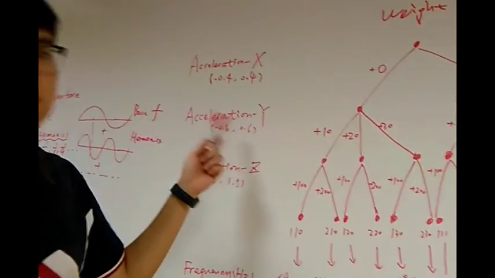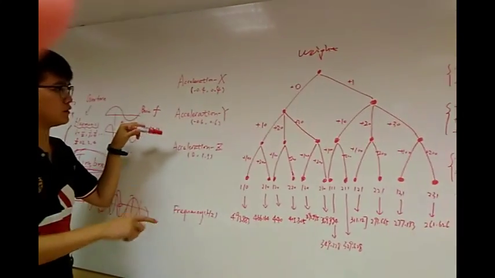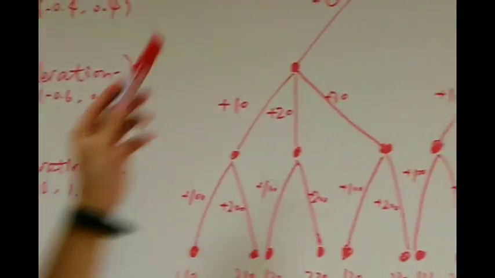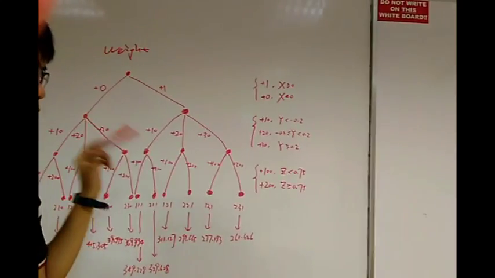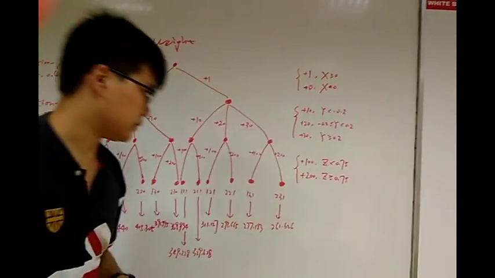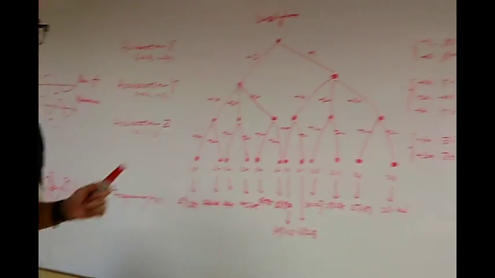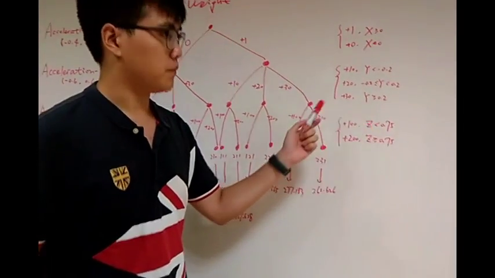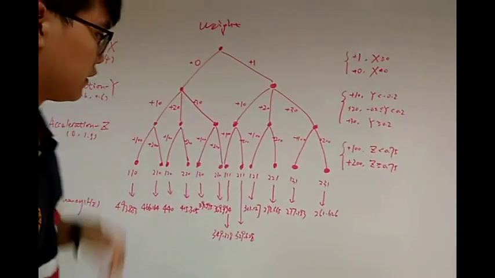Similarly, for acceleration y, which has a range from minus 0.6 to 0.6, if y is smaller than minus 0.2, we add 10. If it's between minus 0.2 and 0.2, we add 20. If it's above 0.2, we add 30. For acceleration z, it's a little different because we find the range of z is from 0 to 1.5. If z is less than 0.75, we add 100. If it's above 0.75, we add 200.